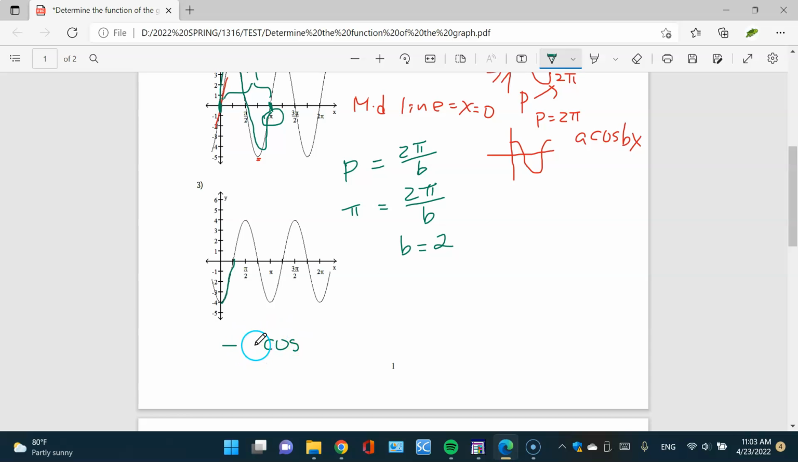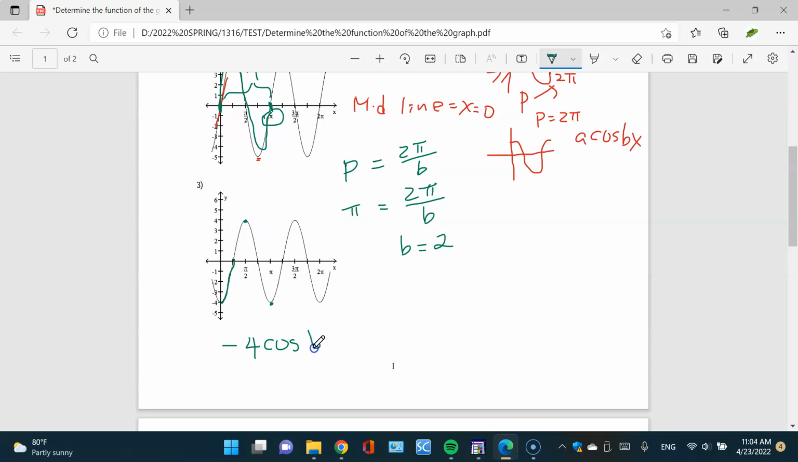We need to determine the amplitude. So same here, the midline is 0. So that means the graph didn't translate vertically. So we look at the highest peak on the y, which is 4. The lowest peak on the y is negative 4. So we know the amplitude is 4. So this negative sign just tells us the function is reflected across the x-axis, and the amplitude is 4.